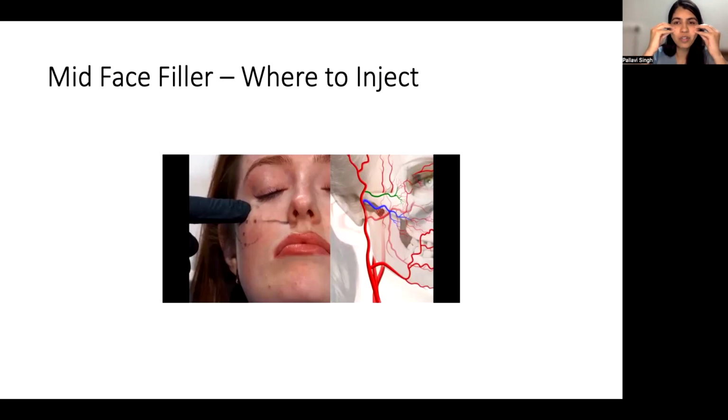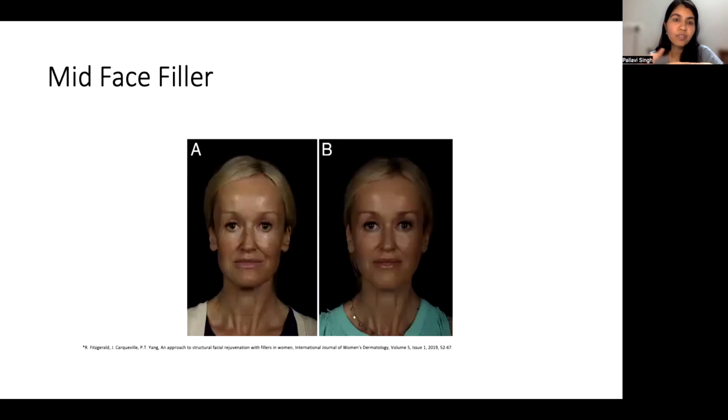And so what that does is, when you're injecting in this area, you're lifting all of these tissues up, and that gives support to your nasolabial folds, effaces them, also gives support to your orbital rim. So just an overall good effect on the face.